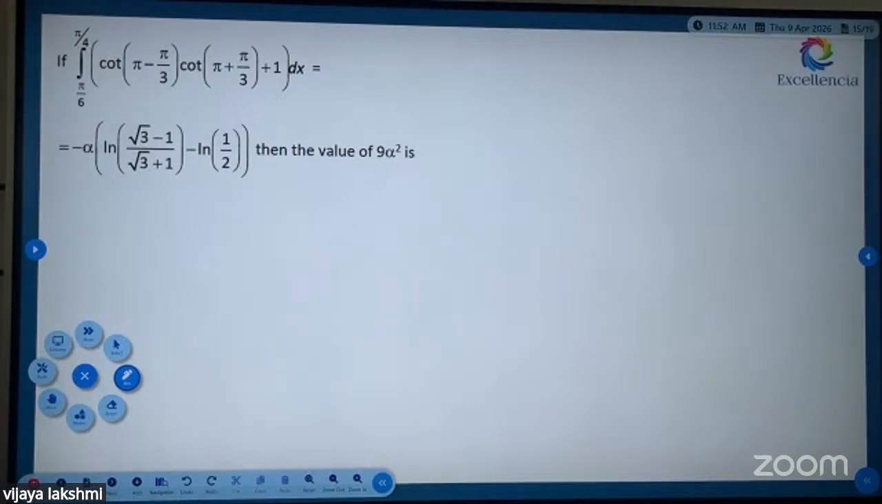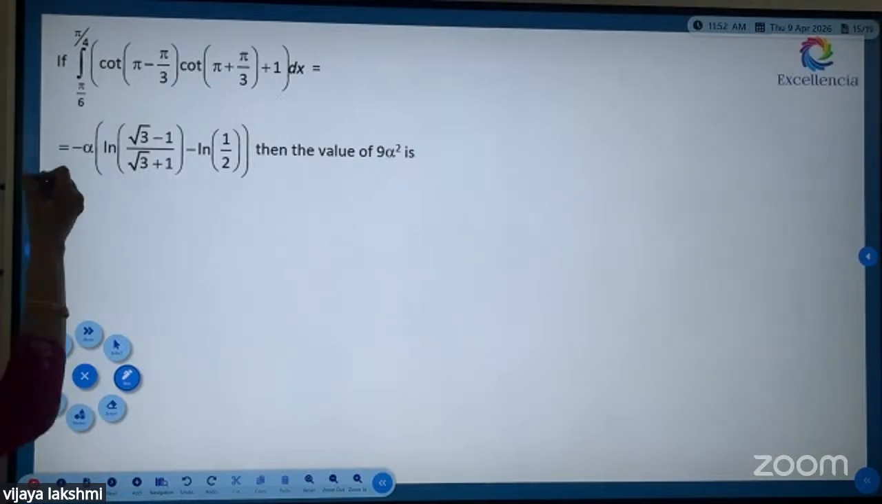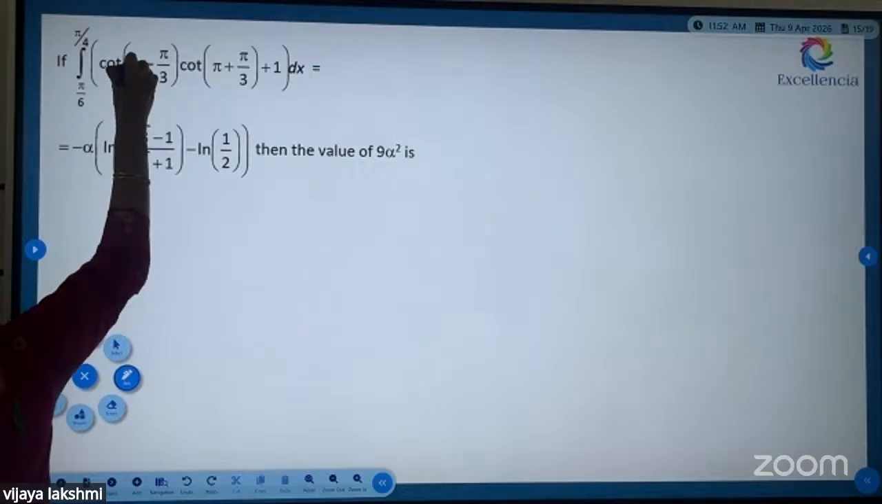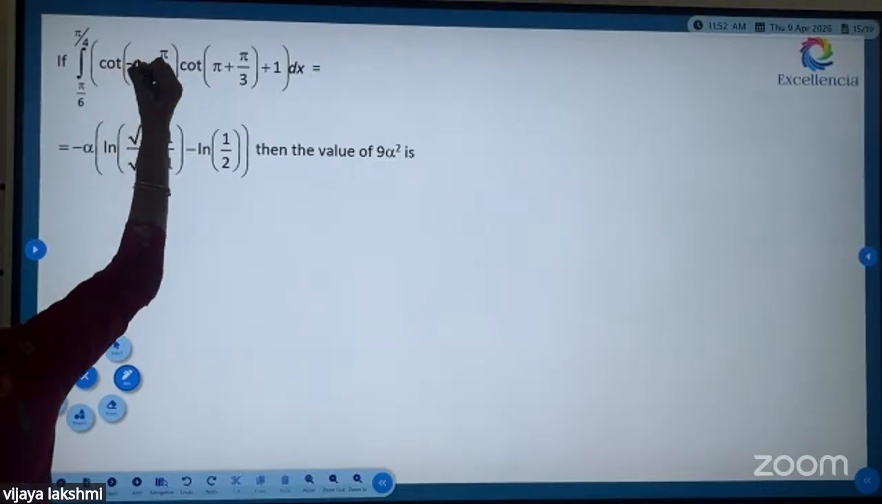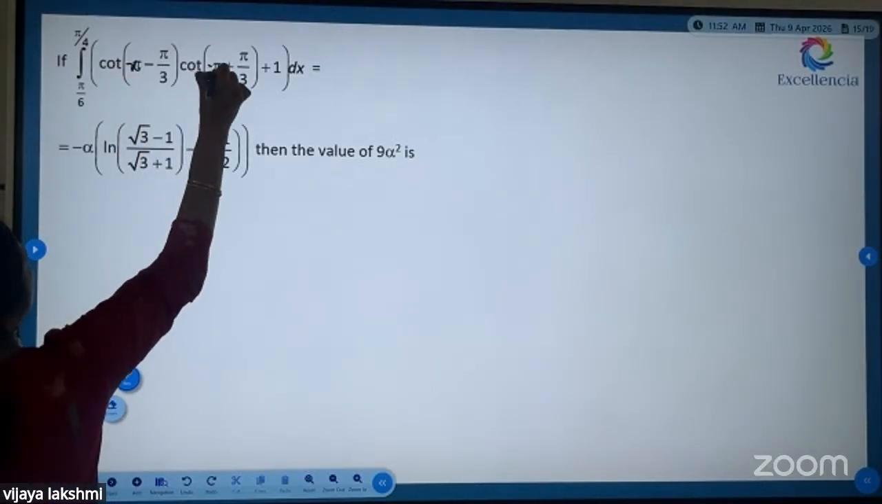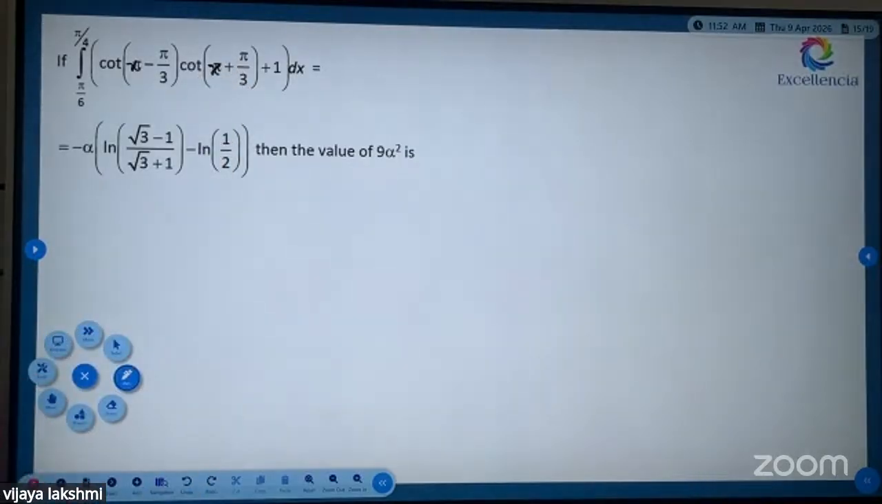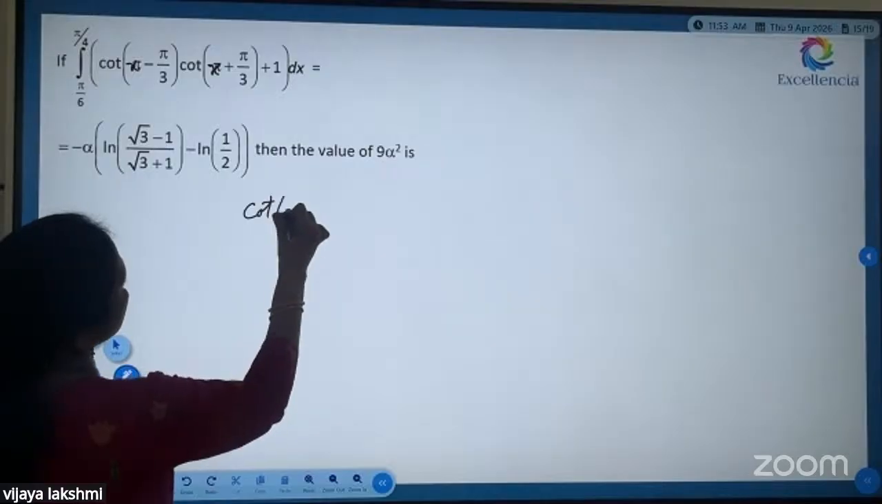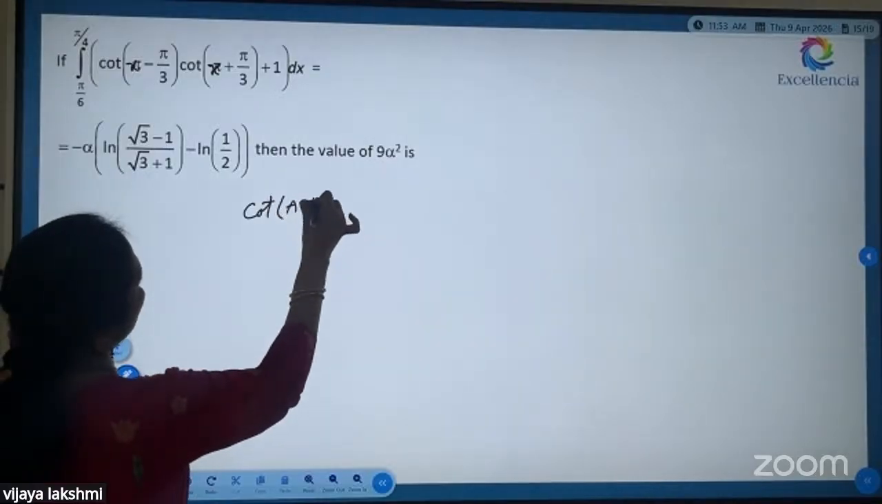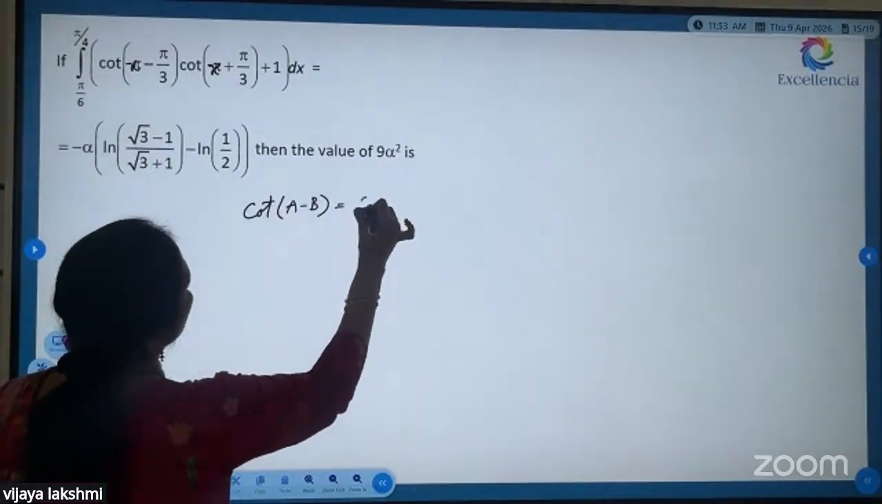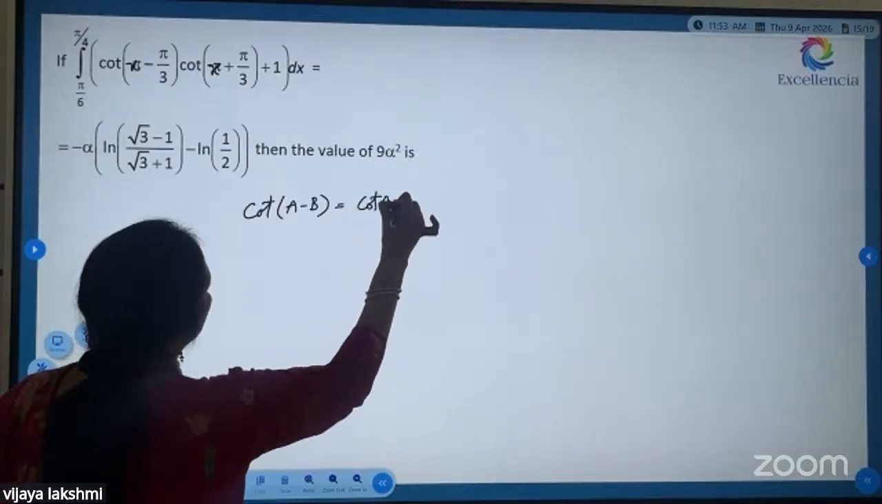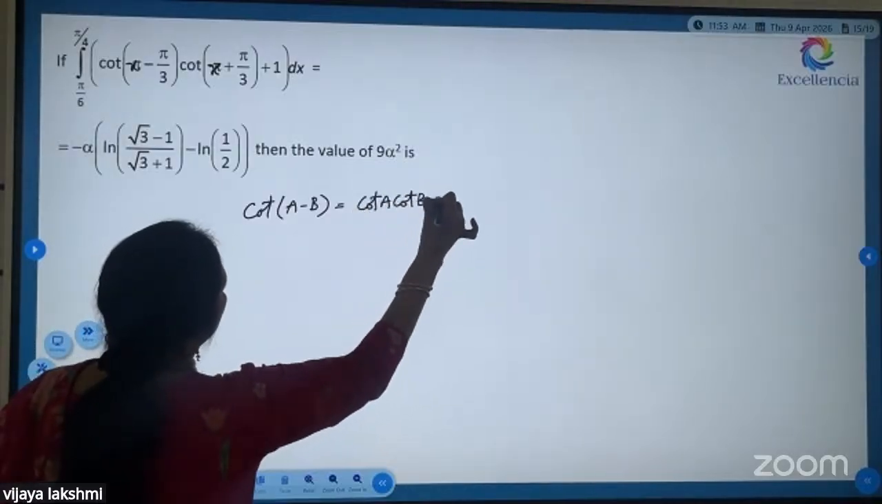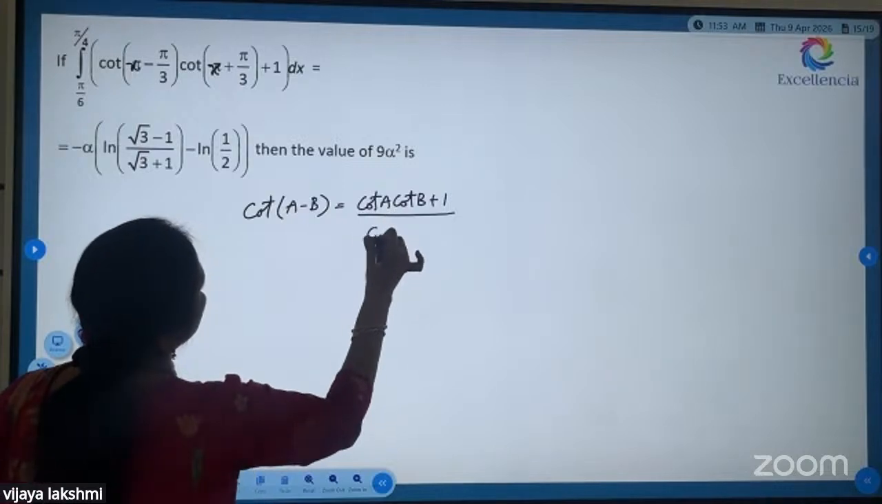And the integral from 5 by 6 to 5 by 4, you are given the expression in x minus 5 by 6 plus 5 by 3 plus 1. If you see, this looks like part of an a minus b formula, or if you take it as part of a plus b, the formula for a minus b, part a, part b, plus 1.